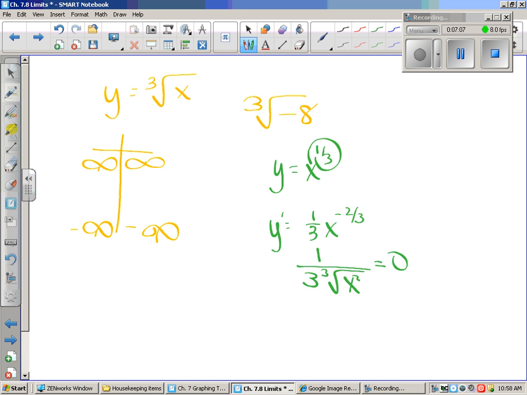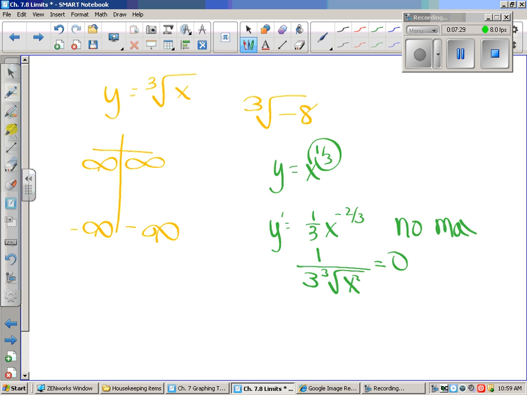What makes a fraction equal to 0? That's the question you need to ask yourself. Because if you can't answer that, we're in trouble. Only when the top equals 0. Is the top ever going to equal 0 here? What that means to you is there's no max or min. Something's going on here, and there's no max or min. So that's what that says.